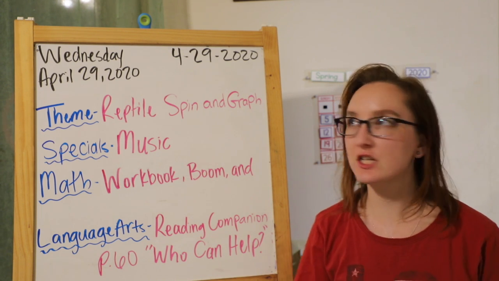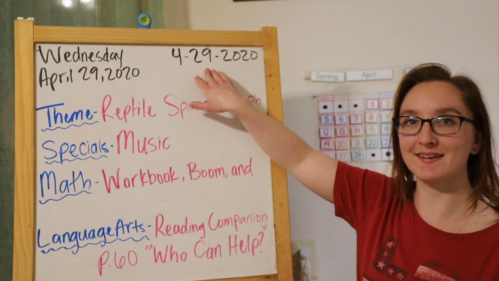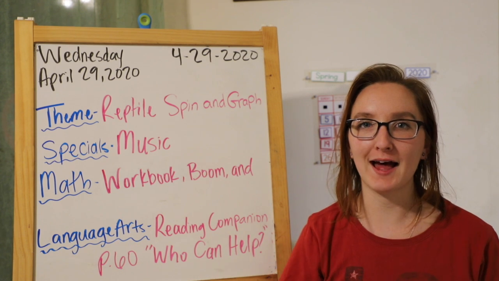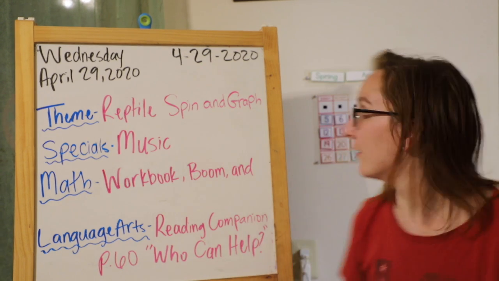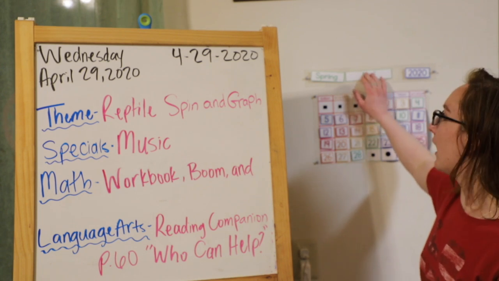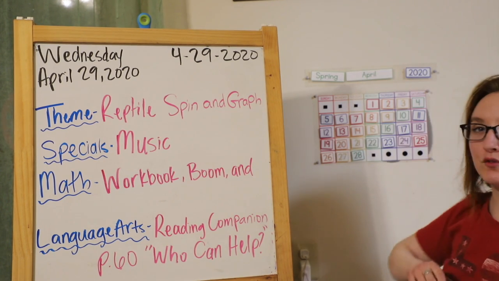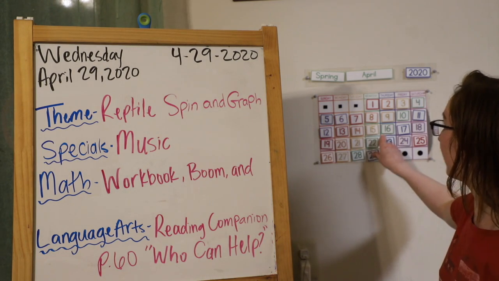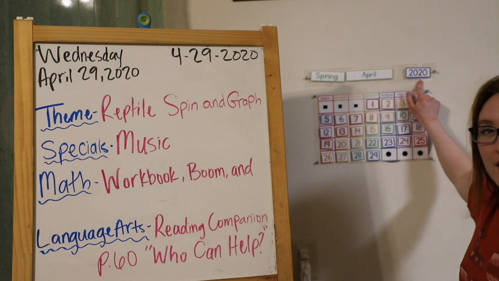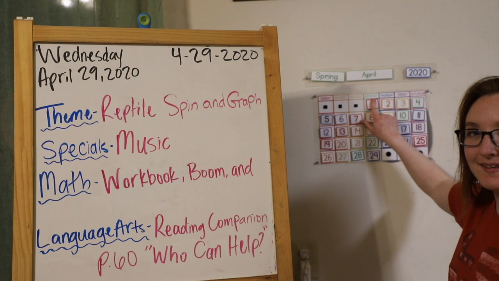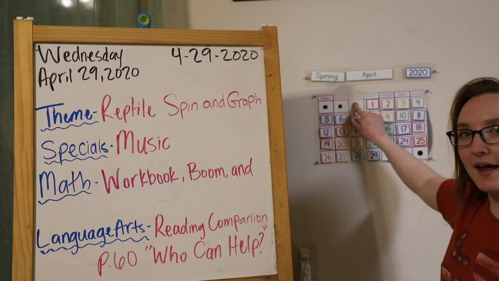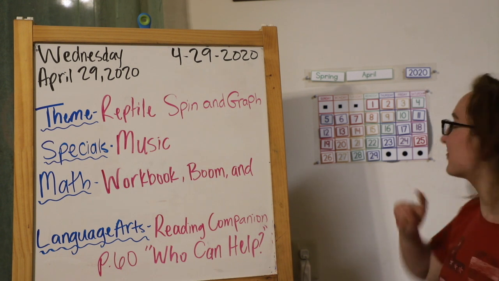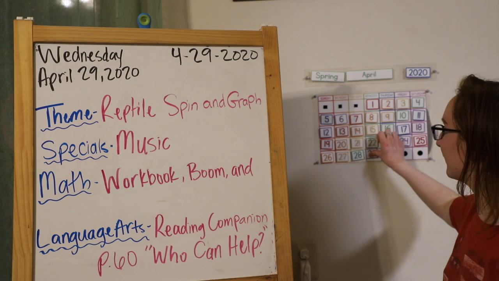If you're working with your worksheets, you can also write it 4-29-2020. Either way works. And we'll go ahead and get our calendar put up now. So it is still April. The season is spring and the year is 2020. Our day here is the 29th. So it is April 29th, 2020. Today is Wednesday. Yesterday was Tuesday, and tomorrow is going to be, can you guess? Thursday. Tomorrow is going to be Thursday.